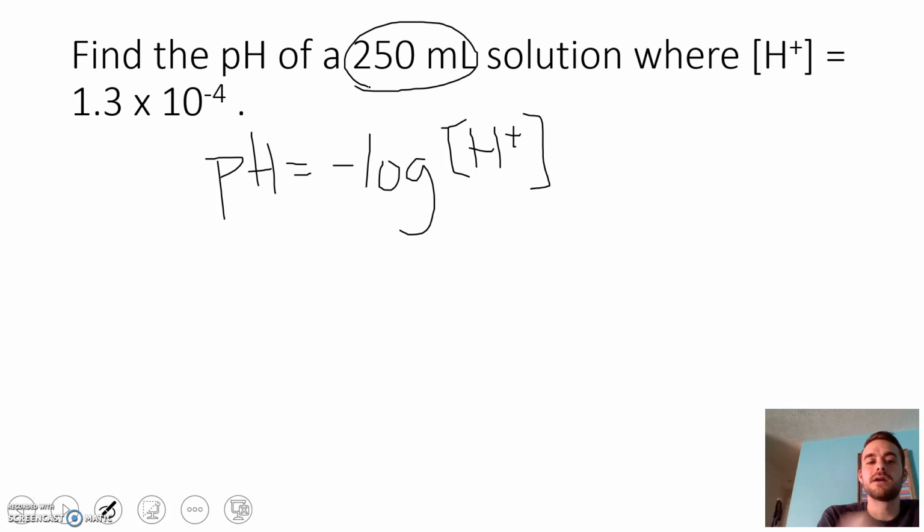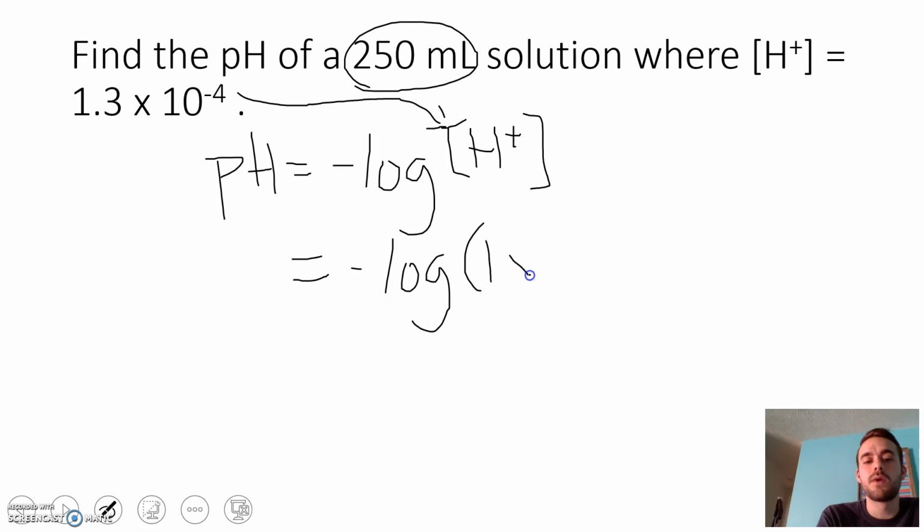Why? Because you can just plug your concentration right in there, and that does give you pH, and you don't need to use the volume. So we're going to do that. We're just going to say negative log of 1.3 times 10 to the negative 4. And I'll give you a second to go and punch that in your calculator.